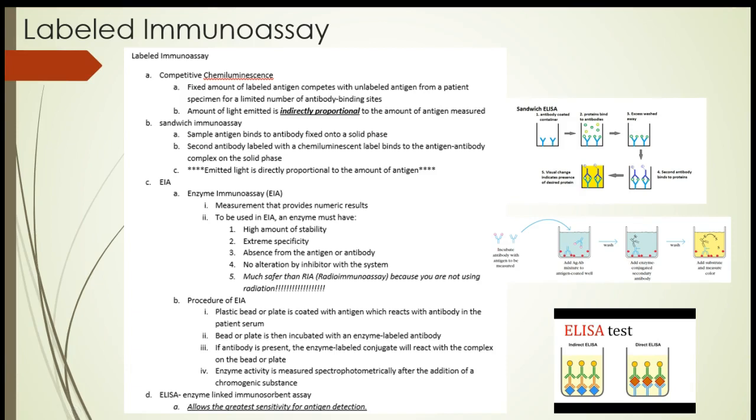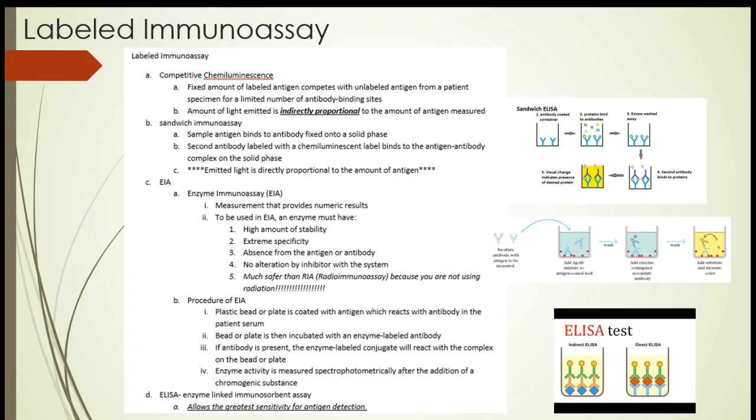Next, we learned about labeled immunoassays. With these immunoassays, we usually are trying to detect one component or the other, either an antigen or an antibody. And we have different ways of doing this. So we use competitive chemiluminescence sometimes to look for that. This is where a fixed amount of labeled antigen competes with an unlabeled antigen from a patient specimen for a limited number of antigen antibody sites. So they fight over them. The amount of light that's emitted is indirectly proportional when we do that.